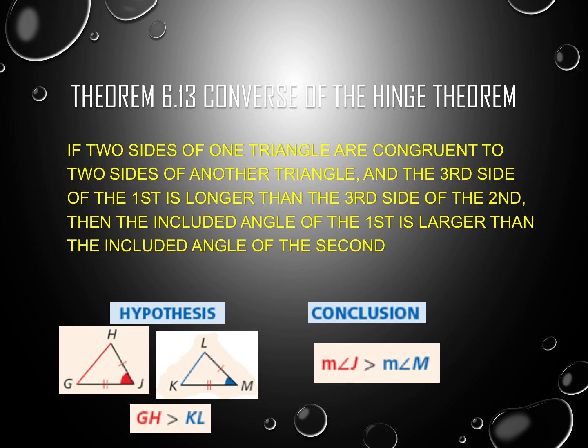So for example, let's say I put numbers on this. And let's say I told you that side length GH had a length of 10, and then KL only had 8. We're going to look at the numbers, find the bigger number, and then the angle across from that bigger number will be the bigger angle. So 10 is bigger than 8, so that's why angle J is bigger than angle M.